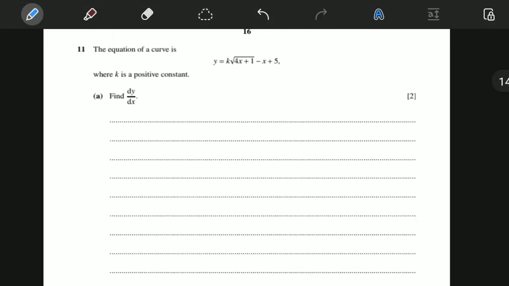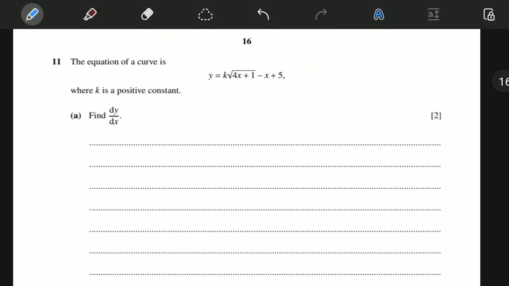Okay, so now question 11. Equation of a curve is this: y is equal to k times under root 4x plus 1 minus x plus 5, where k is a positive constant. Find dy by dx. Okay, so you know y is equal to k times (4x plus 1) to the power 1 by 2 minus x plus 5.